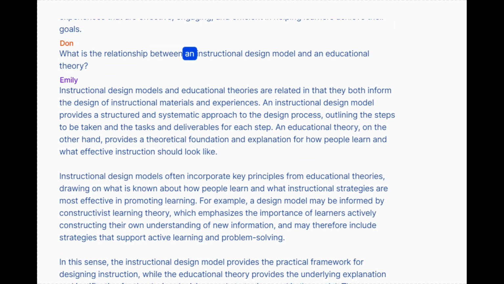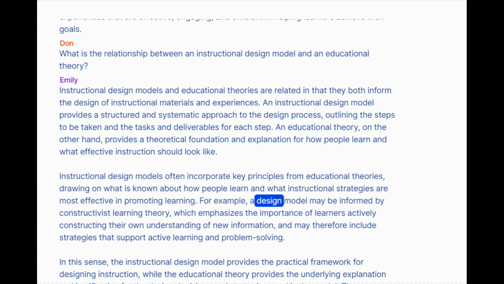What is the relationship between an instructional design model and an educational theory? Instructional design models and educational theories are related in that they both inform the design of instructional materials and experiences. An instructional design model provides a structured and systematic approach to the design process, outlining the steps to be taken and the tasks and deliverables for each step. An educational theory, on the other hand, provides a theoretical foundation and explanation for how people learn and what effective instruction should look like. Instructional design models often incorporate key principles from educational theories, drawing on what is known about how people learn and what instructional strategies are most effective in promoting learning.